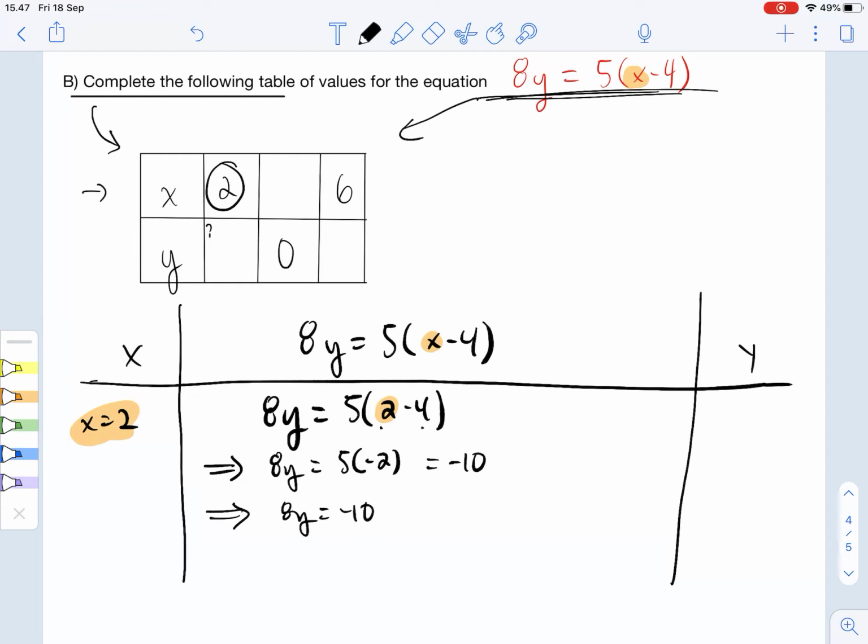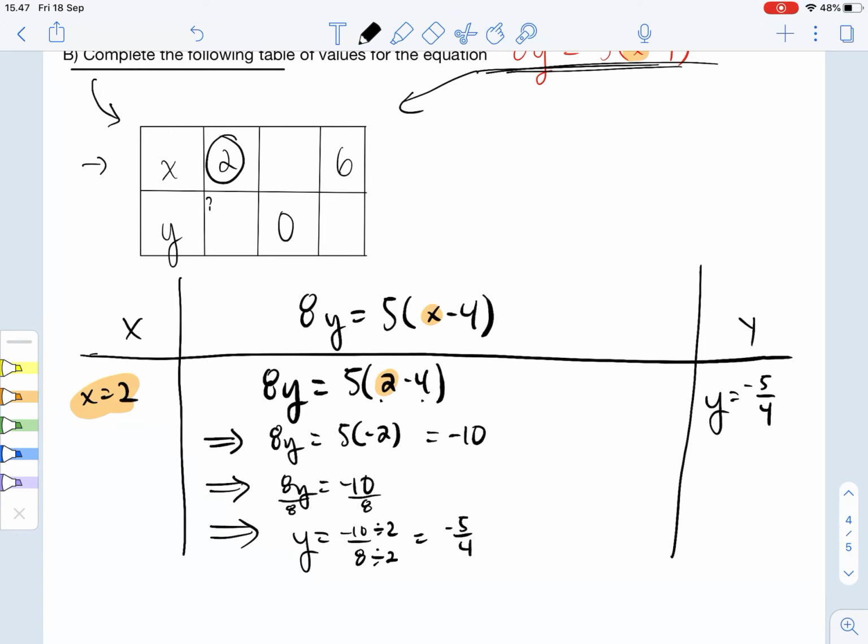Now I want to try and get 1y on the left-hand side. Right now I have 8 y's. So I'm going to divide by 8 on both sides. And I have y equal to negative 10 over 8. Now, this would be okay, but we want to try and put it in the simplest form. So we're going to find the greatest common factor, which is 2, between both these. I'm going to divide both of these by 2, and I get negative 5 over 4. So when x is 2, y is negative 5 over 4.